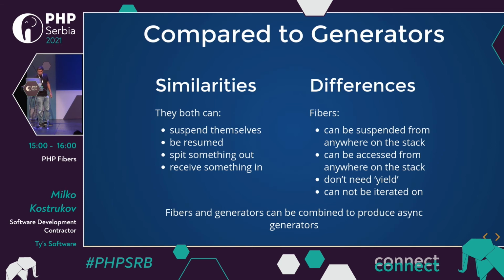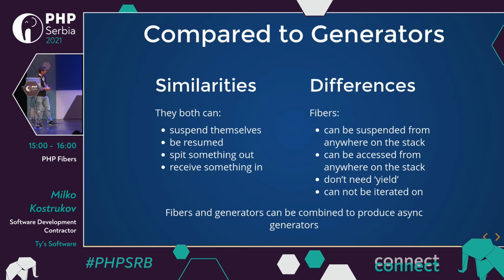They both can be resumed. They can spit something out. Remember, when you suspend, you can spit something out. Generators can do that as well. And when you resume, you can receive something in. Generators can do this as well.